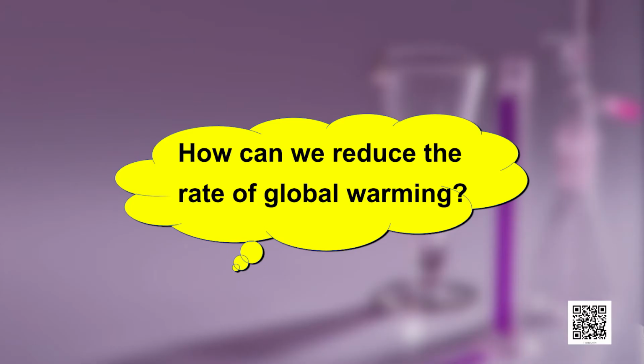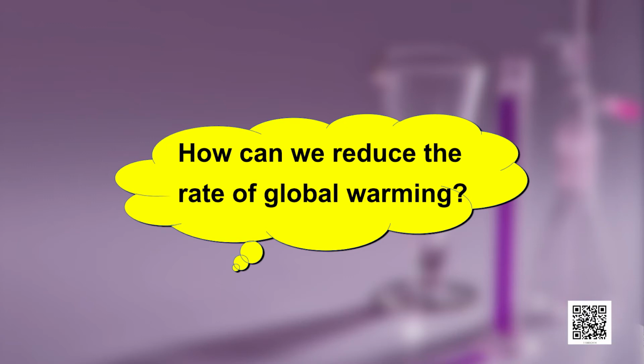So it is very important to discuss the factors that can reduce the amount of these poisonous gases in the atmosphere and hence can reduce the rate of global warming. But how can we reduce the rate of global warming?